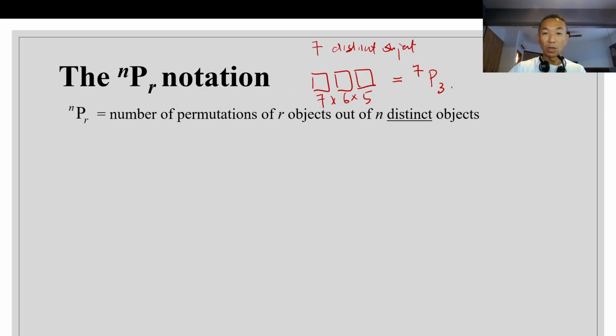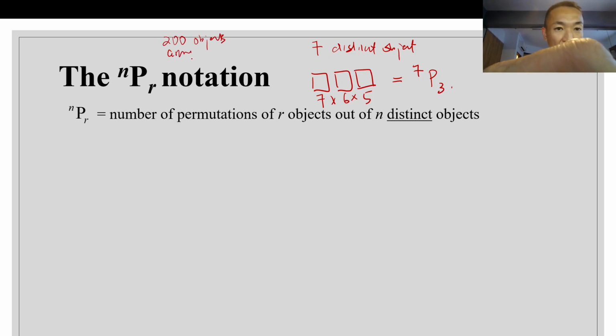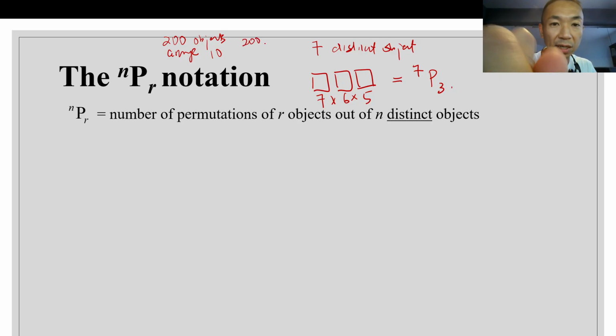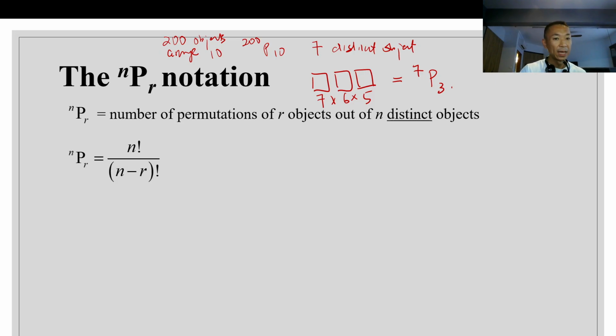But now we're talking about small numbers. If you imagine I have 200 objects, I want to arrange 10. I don't think you want to take 200 times 199 times 198 and on and on and on. So you will say 200P10. So far so good. So the formula, how the calculator calculates it, is basically n factorial over n minus r factorial. From this point onwards, we assume that you know the whys and the like.